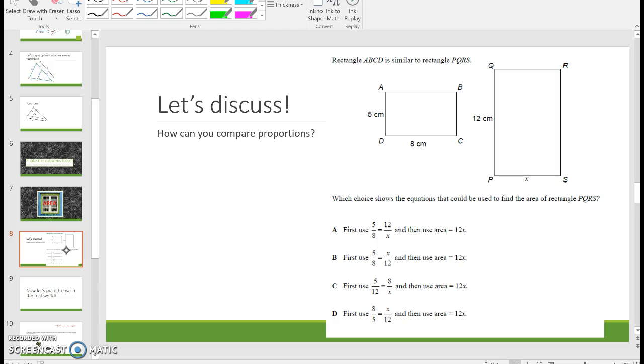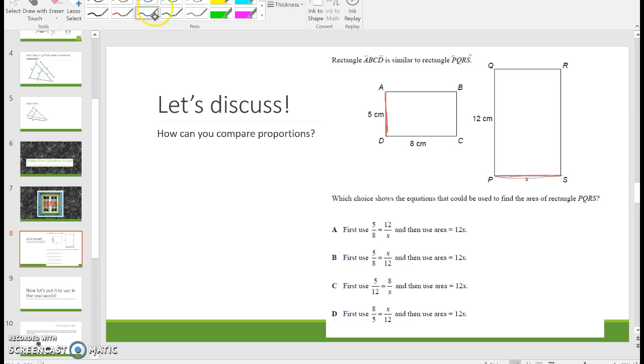Okay, so let's take a look at this problem here. It says rectangle ABCD is similar to PQRS. So if we know they're similar, we know the angles are congruent and the sides are proportional. So if I look at AD here, AD corresponds to PS.